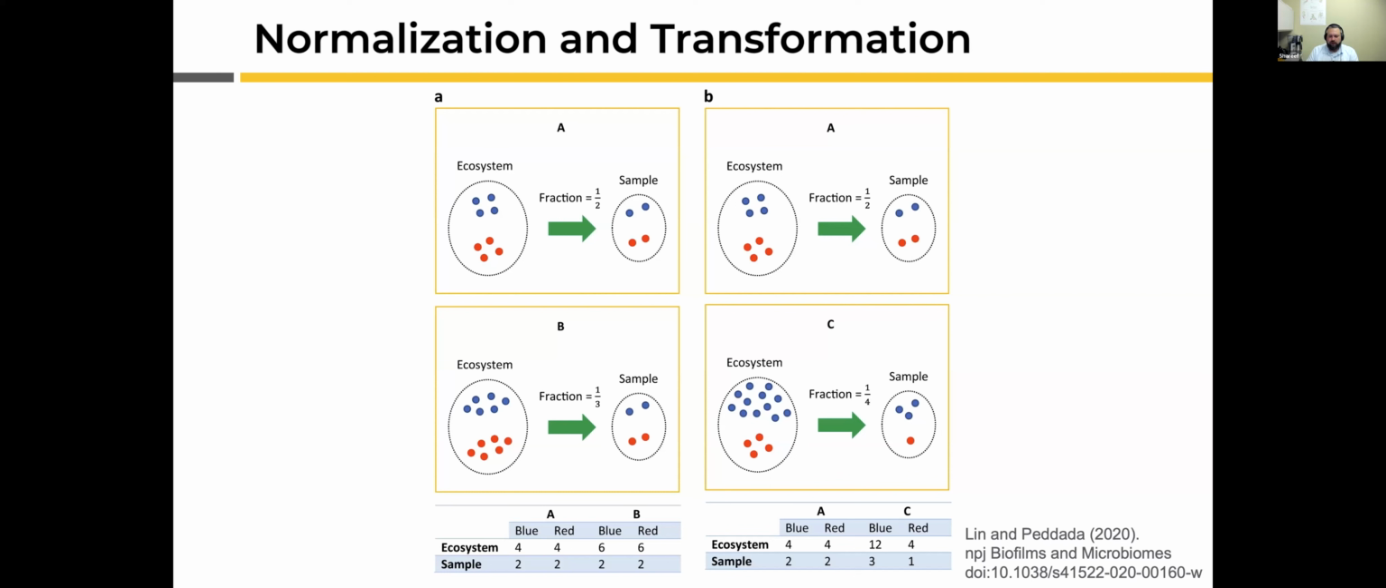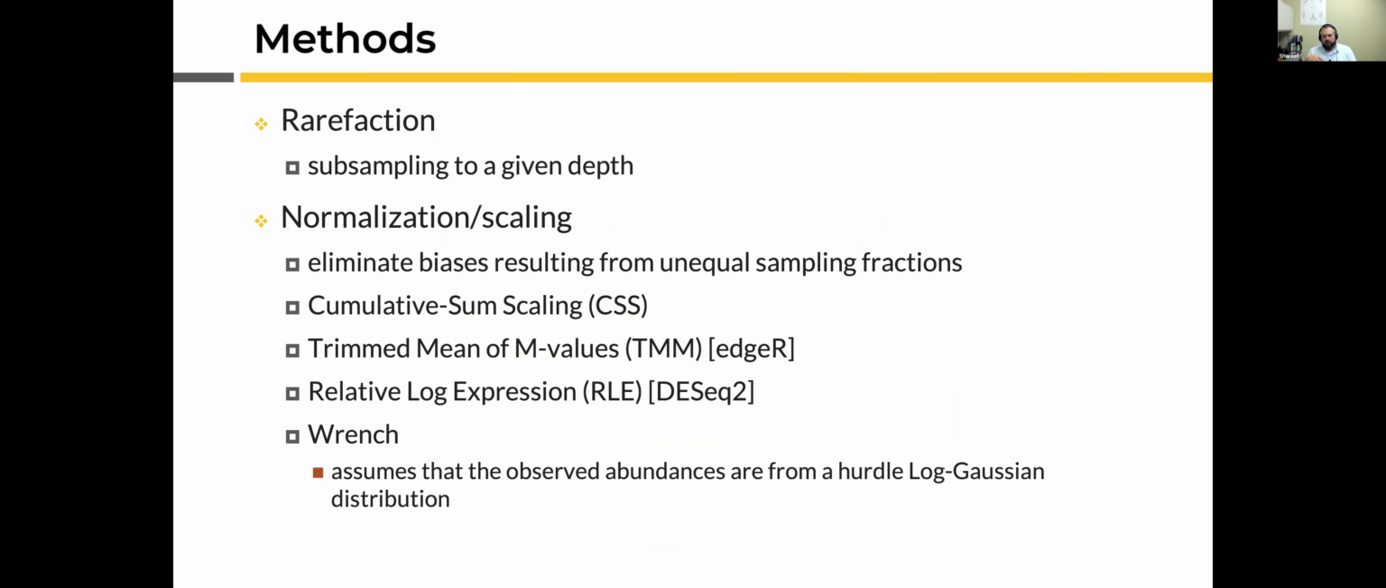In figure B there, we have a different problem where you have a much larger ecosystem on the bottom than you have on the top. And so while the proportions are different, you're really getting a different view of the actual ecosystem based on what is sometimes called sampling effort. And so there are a number of methods for dealing with this.